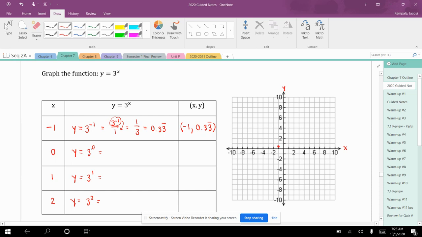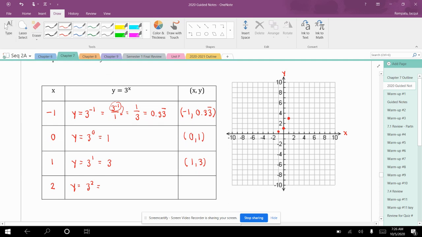If I look at 3 to the power of 0, you can use a calculator, but hopefully you recognize that anything to the power of 0 is just the number 1. So we've got the ordered pair 0, 1. So 0 means I don't move left or right, but 1 means that I'm on the y-axis. If I have 3 to the first power, well, that means that we'll just have 3. So we have an ordered pair of 1, 3. So I go over 1 and up 3, and I plot my point.